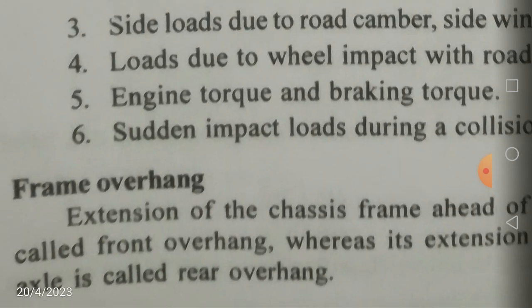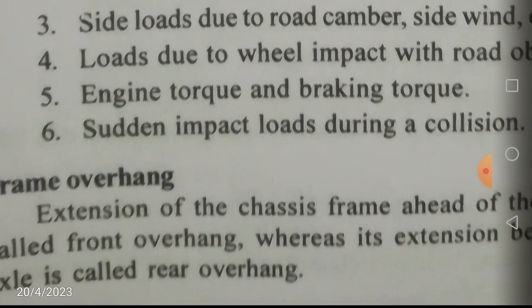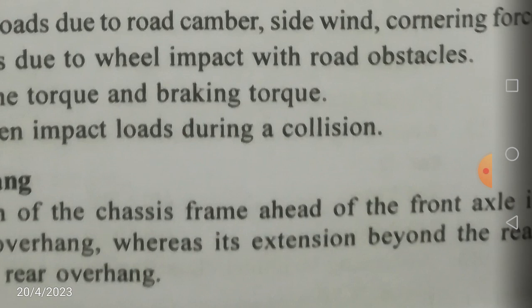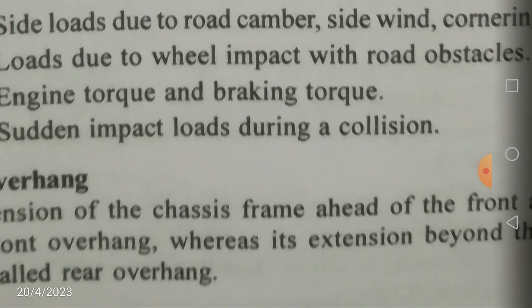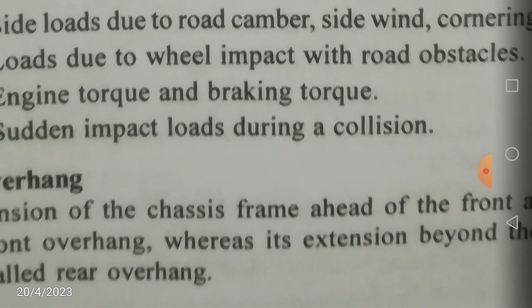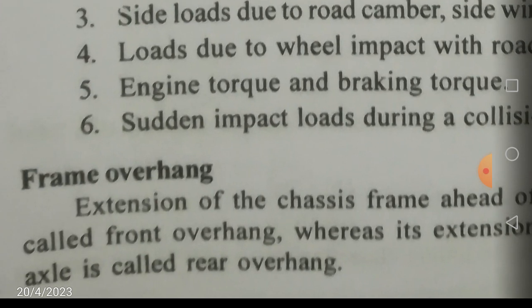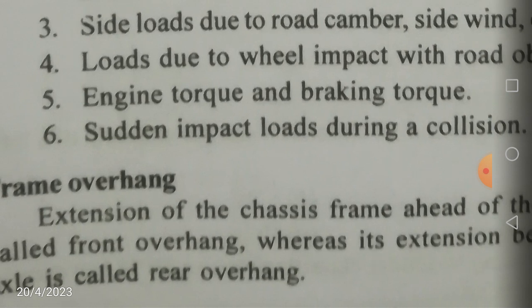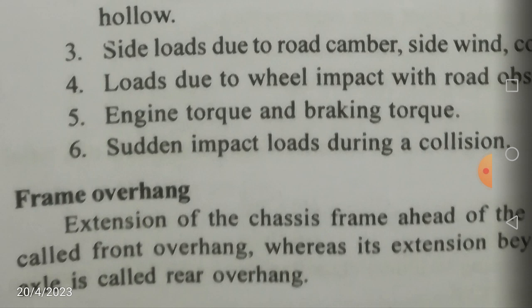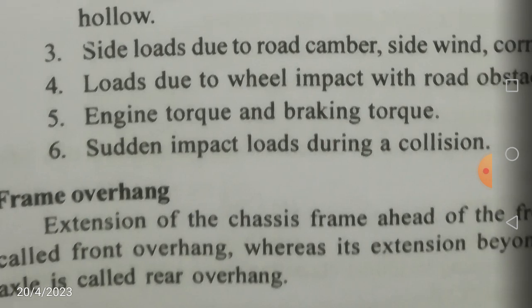Finally, what is frame overhang? Let us see. The extension of the chassis frame ahead of the front axle is called the front overhang, whereas the extension beyond the rear axle is called the rear overhang. Right, friends, this is the overhang. We have talked about overhanging beams also. If any load comes after the support in a simply supported beam, that is called an overhanging beam. Similarly here, the extension of the chassis frame beyond the rear wheels is called the rear overhang, and before your front wheels, it is called the front overhang.